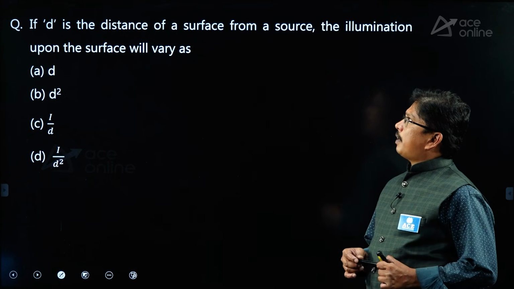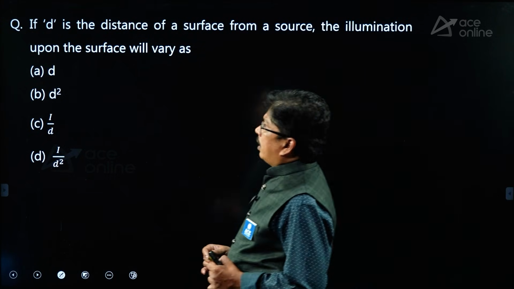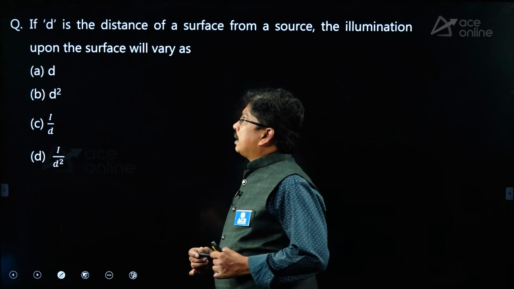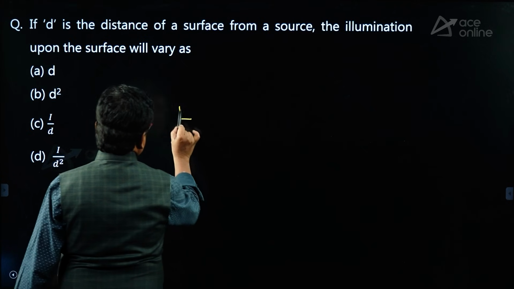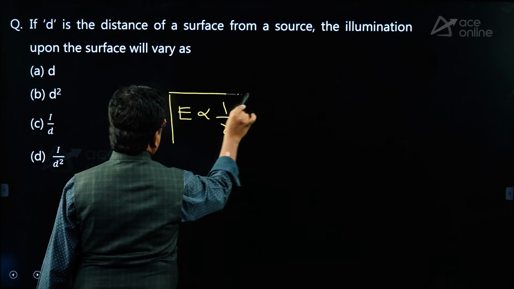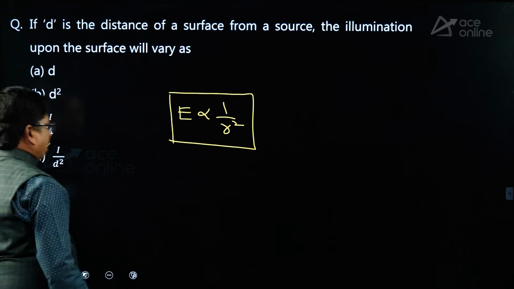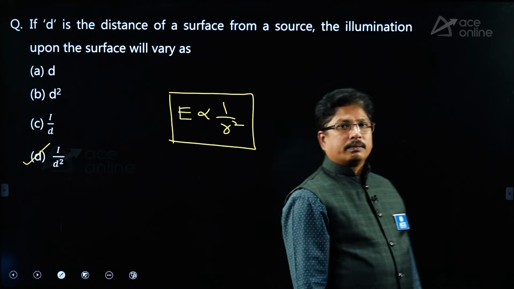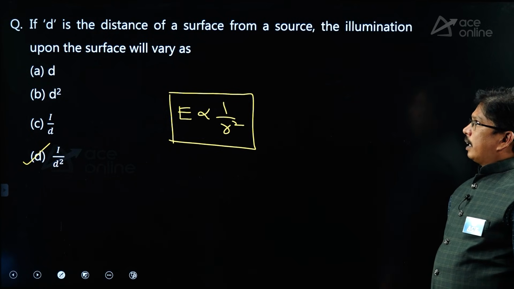D is the distance of a surface from a source. The illumination upon the surface will vary as: illumination is always inversely proportional to the radius square, or the distance square.